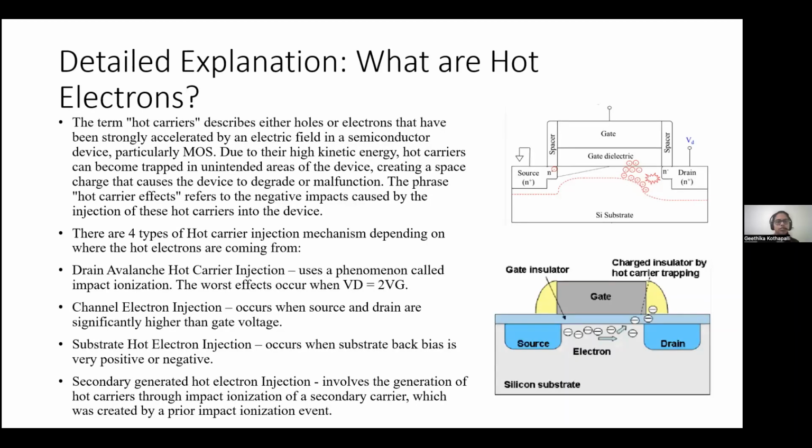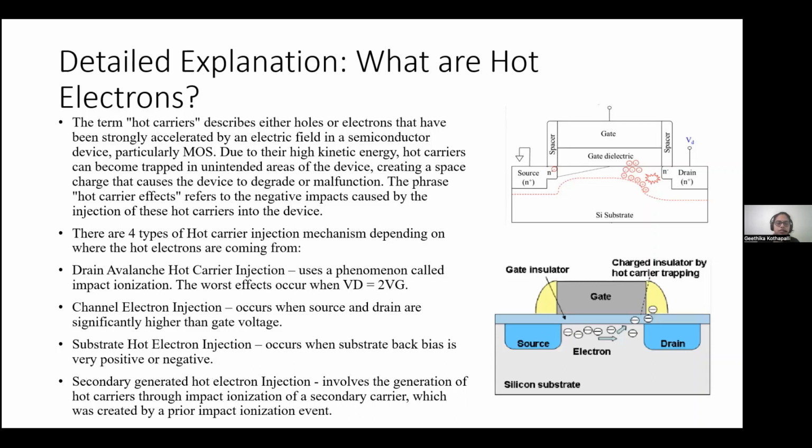So the hot carriers are the electrons or holes that gain high kinetic energy in high field areas of semiconductor devices, such as MOS devices, which can cause device degradation or malfunction when they become trapped in unintended areas. The term hot carrier effects refers to device degradation or instability caused by these hot carrier injections. So there are basically 4 types of hot carrier injection mechanisms.